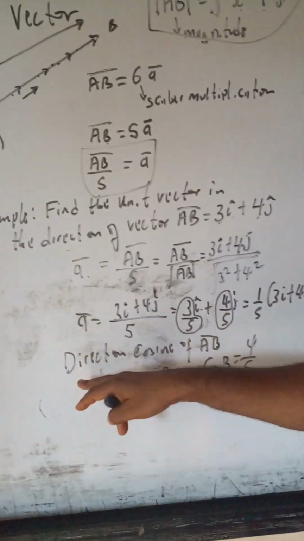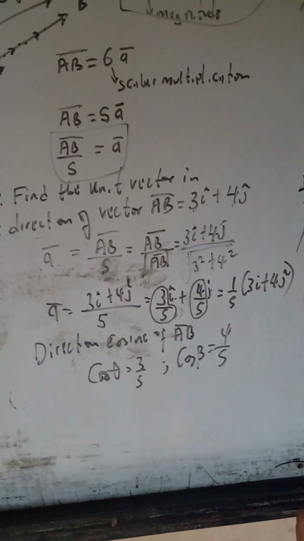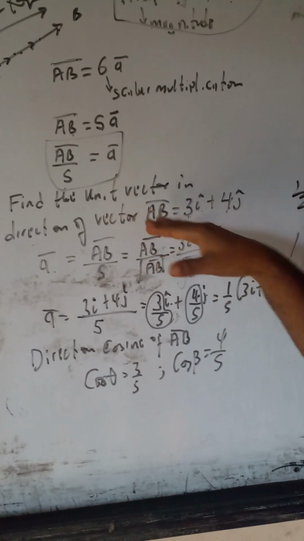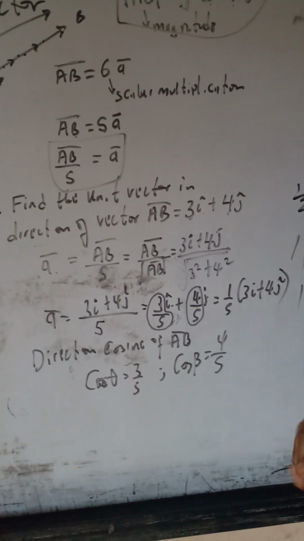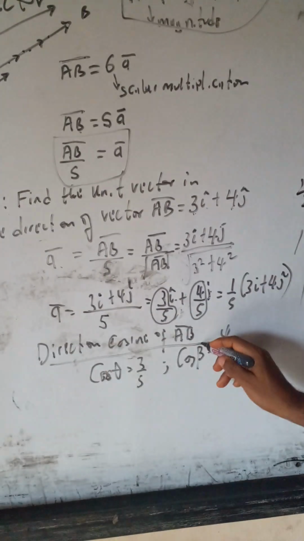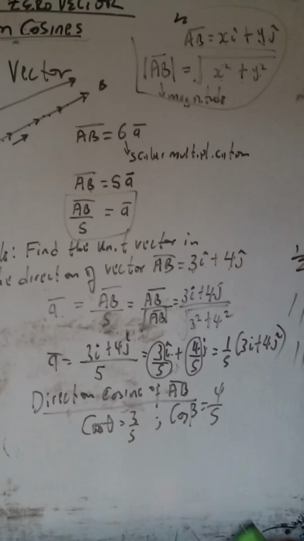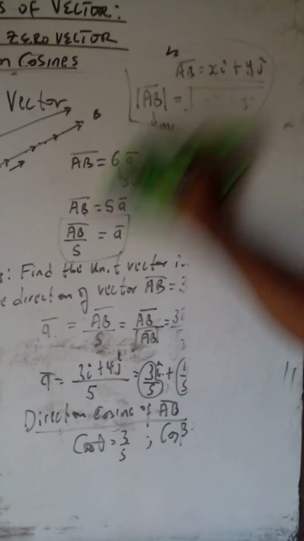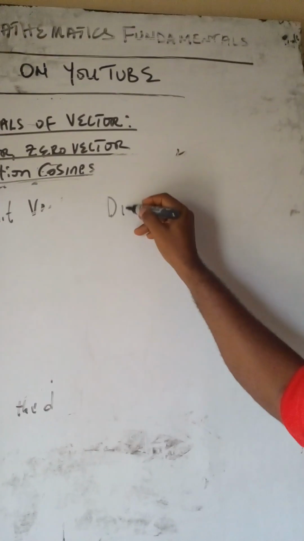So this is how to find the value of the unit vector if we are given a vector. The same idea can be extended to 3D. Now this idea of direction cosine of vector AB, let me just give you an idea. So I'm going to clean up what I have here now and then introduce the idea of direction cosine. What do I mean by direction cosine?